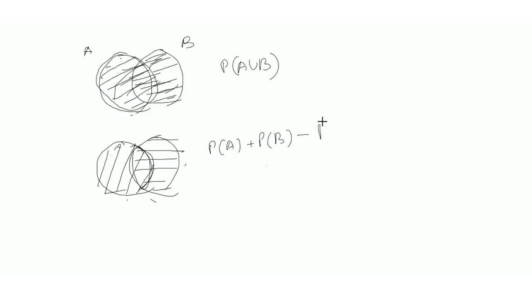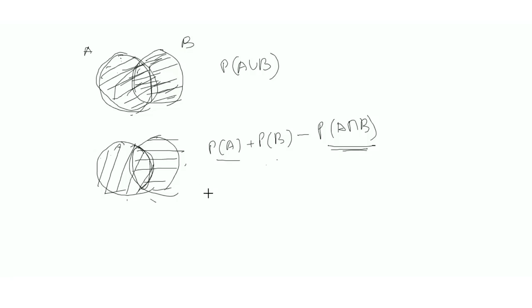So that's why we need to subtract this area, and this area is nothing but A intersection B, right? This is the common area between A and B. And that's why P of A union B is P of A, which is this entire circle, plus P of B, which is this entire circle, minus this common area, because you have counted it twice over. You have counted it in A as well as part of B, so you want to remove that.